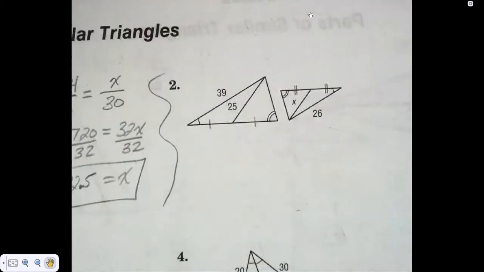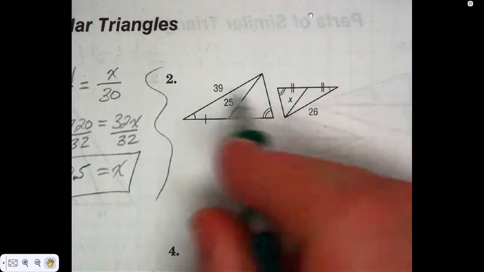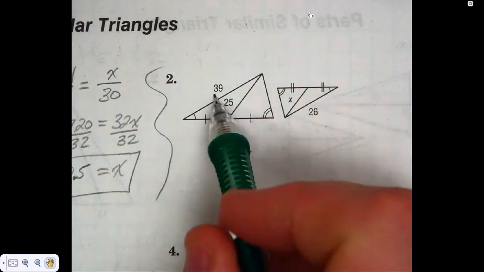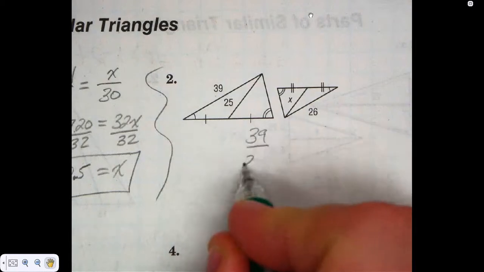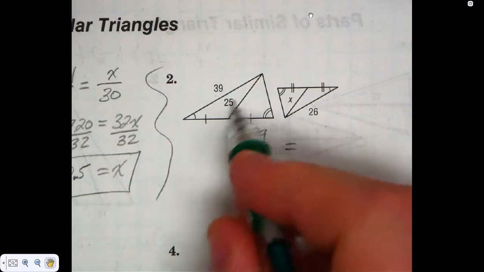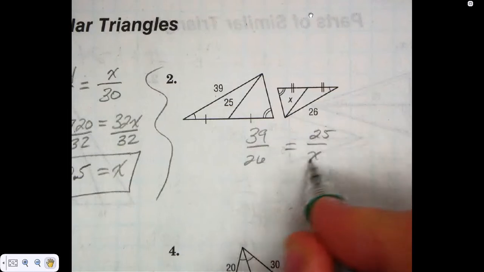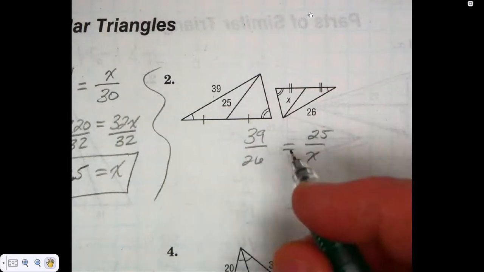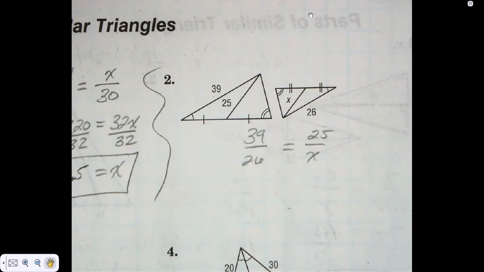What about number 2? Do I have a set of what sides correspond? The 39 and the 26. So 39 over 26 equals, well, since these two are similar, 25 over x. Isn't it just algebra the rest of the way out? Do we need to do that, or would you rather just set up a couple more?